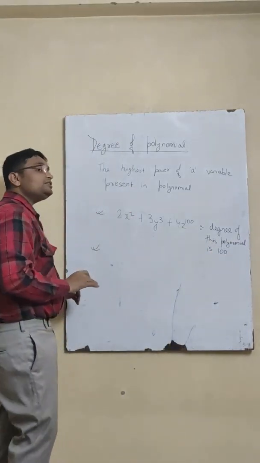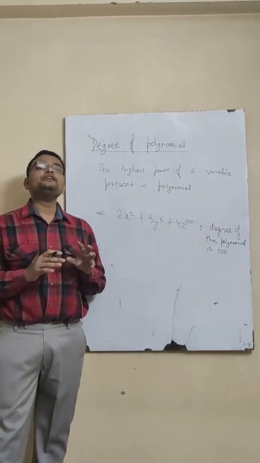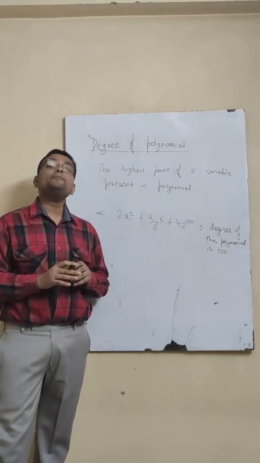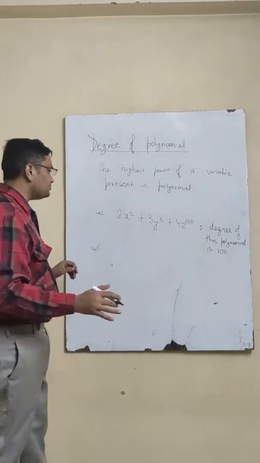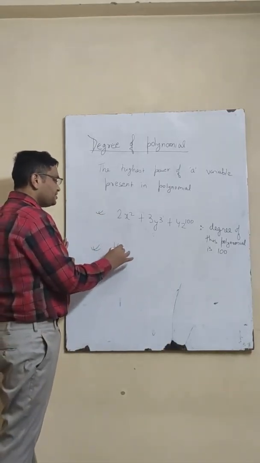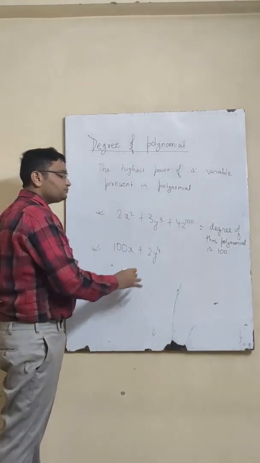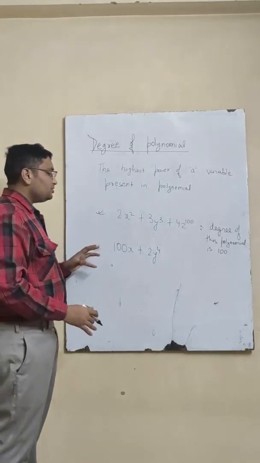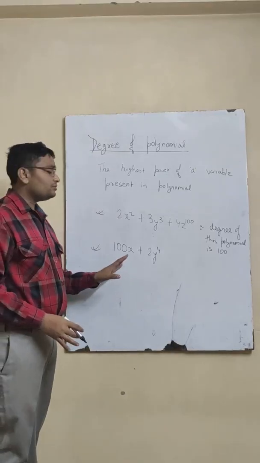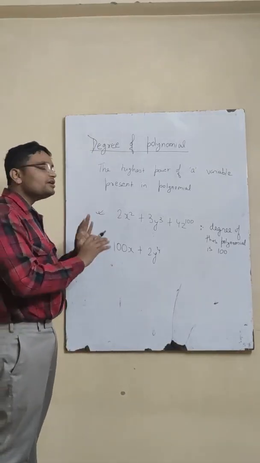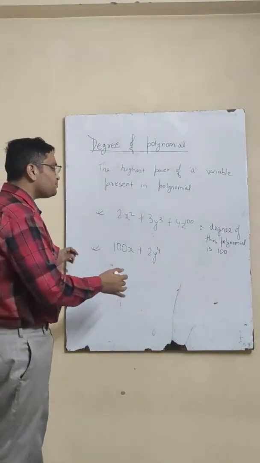Here we have to see the power of the variable. The degree of polynomial doesn't depend on the terms contained within the polynomial and the constant present in the polynomial. It doesn't matter that it is 100x plus 2y to the power 4. Here the degree depends on just the variable only. 100 doesn't matter. 2 doesn't matter. Why? Because they are constant terms.